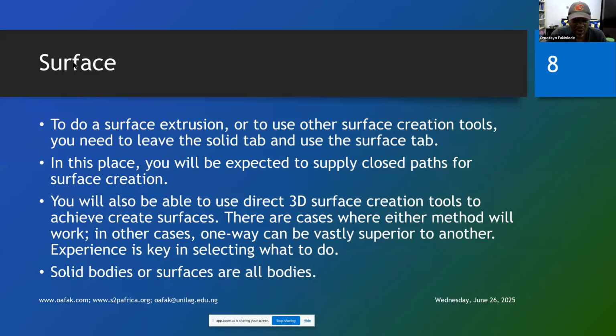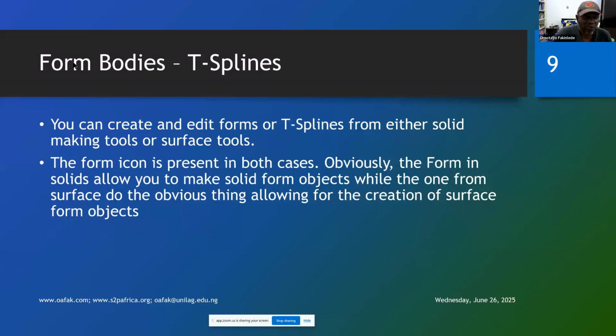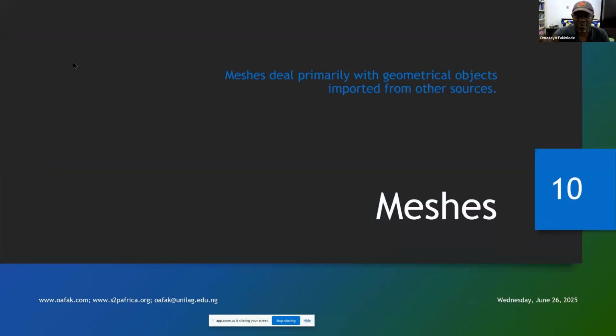Solid bodies or surfaces are all bodies. So you can also create and edit forms or T-splines from either solid making tools or surface tools. The form icon is present in both cases. Obviously, the form in solids allows you to make solid form objects, while the one from the surface does the obvious thing, allowing for the creation of surface form objects. There are also meshes, like I said. Meshes deal primarily with geometrical objects imported from other sources.